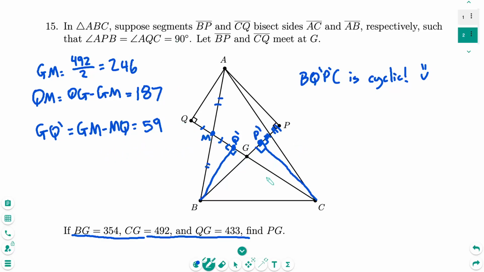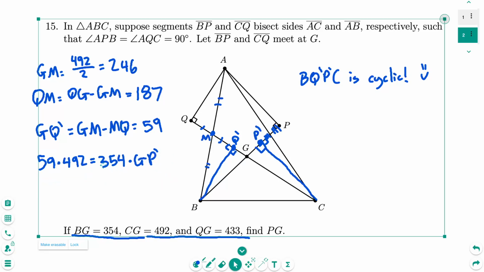We know that GC is 492. So the power of G with respect to this circle right here should be 59 times, actually I'm going to do it on the left side. The left side is where we do all our calculations. 59 times GC, which is 492, should equal BG, which is 354, times GP prime. And actually, let me just write out the equation without the numbers.